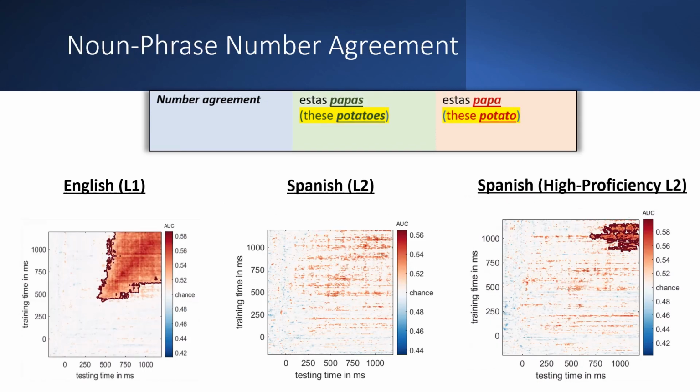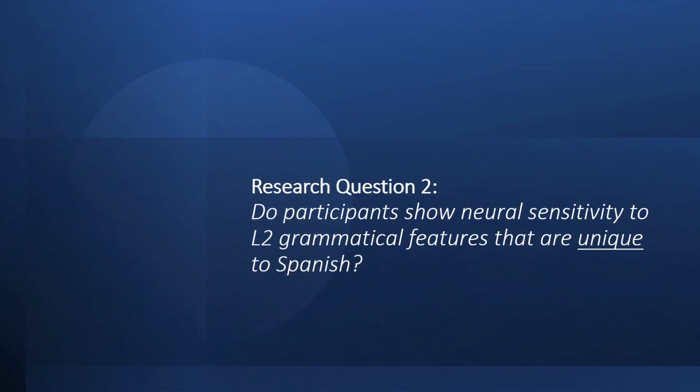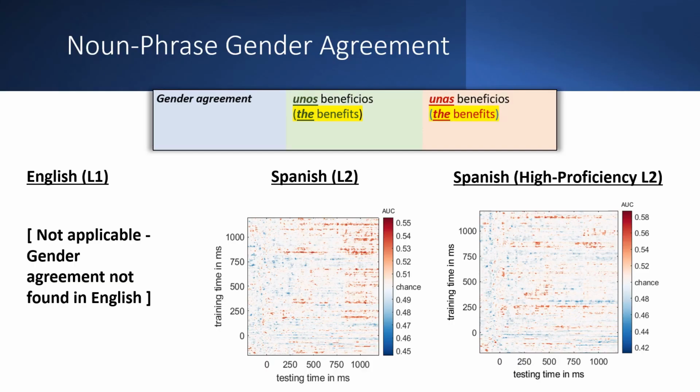For number agreement, we can see the strong native response in the plot to the left, and for the other two plots, we can see that while decoding for this condition was only significant for the high proficiency participants, the overall cohort of participants also showed signs of high accuracy decoding. Now onto the second research question, which asked, do participants show neural sensitivity to L2 grammatical features that are unique to Spanish? We see here for gender agreement that while both plots contain some red splotches, neither contain the native-like patterning that was characteristic of the other conditions.